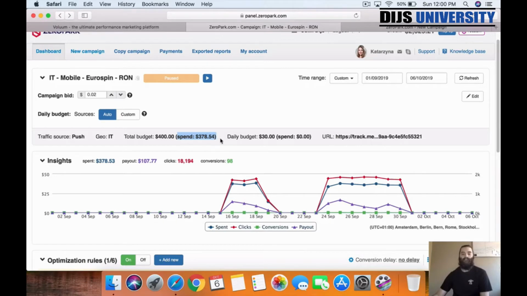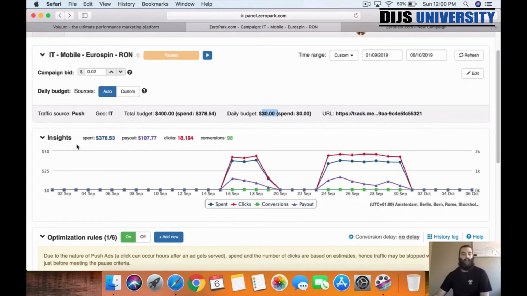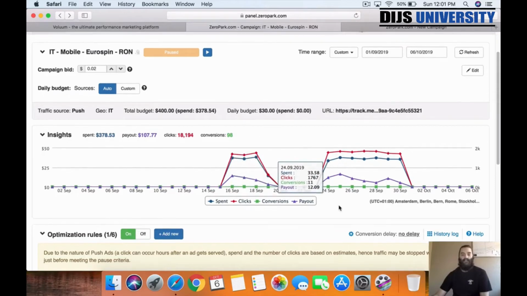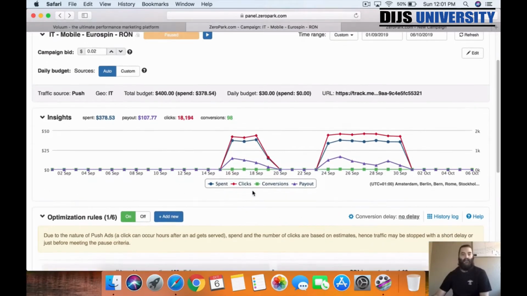It doesn't look like we quite got there before we decided to kill the campaign or pause it. Our daily budget was set at $30 a day, and let's take a look at what happened here. We spent $378 even though our budget was at $400. We only made $107, so we didn't quite make this one profitable. Our clicks were around 18,194, and out of that, just like our tracker said, we did get 98 conversions.